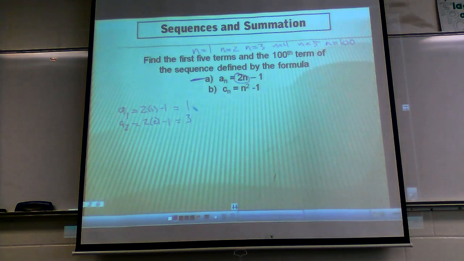So I can already tell that there's going to be a difference of 2, just like it says right there. So go 1, 3, 5, 7, 9. That would be the first 5 terms. And then the 100th one I would probably want to plug in. Like I would go 2 times 100 minus 1, which is 199.